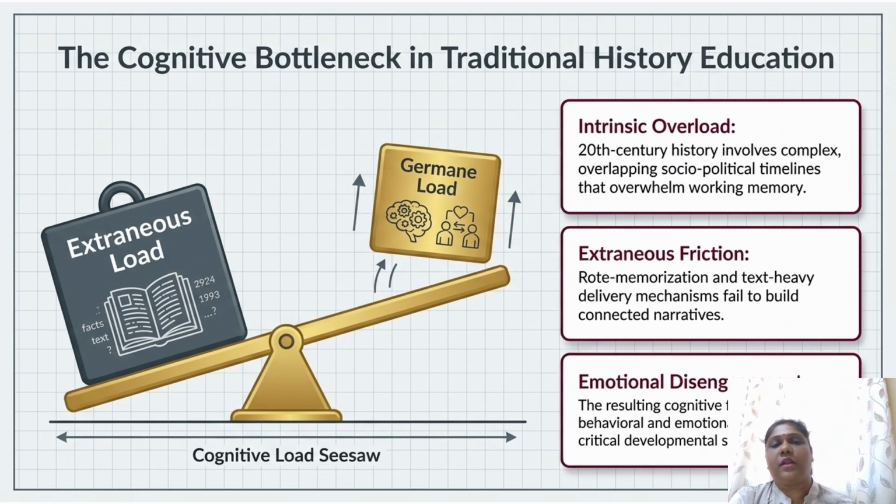Now, the cognitive bottleneck in traditional history education. The first one is intrinsic overload. 20th century history involves complex, overlapping socio-political timelines that overwhelm the working memory. The second one is extraneous friction, where rote memorization and text-heavy delivery fail to build connected narratives. The third one is emotional, so we want to see the resulting cognitive, behavioral and emotional disengagement.